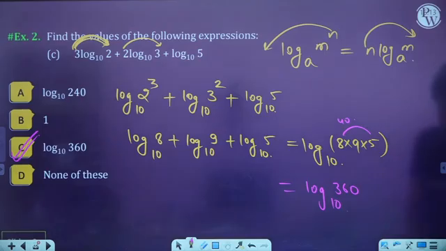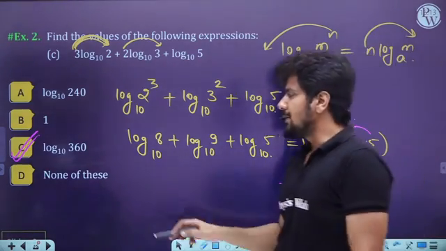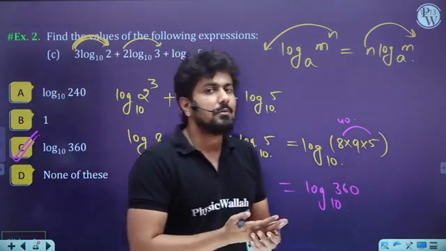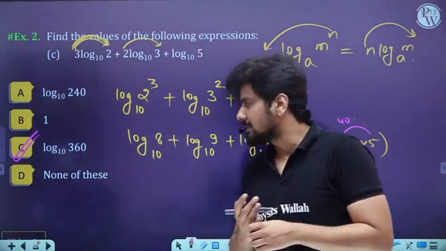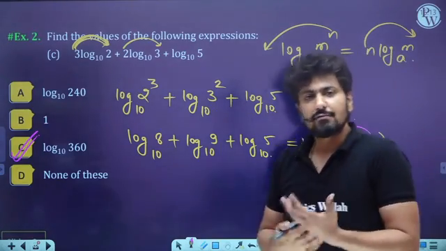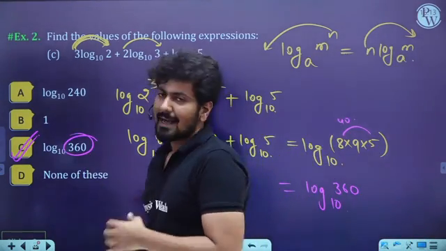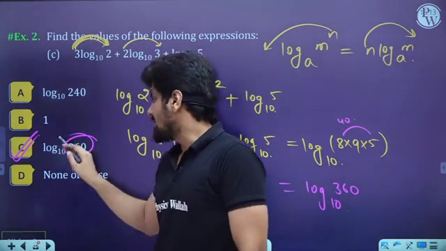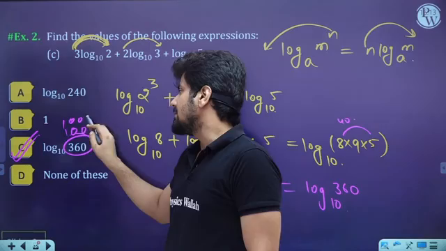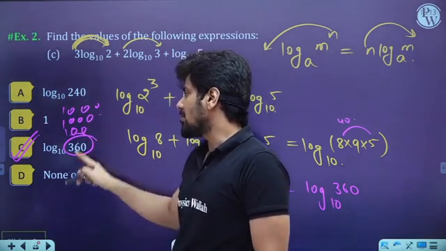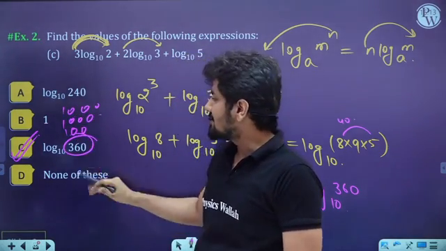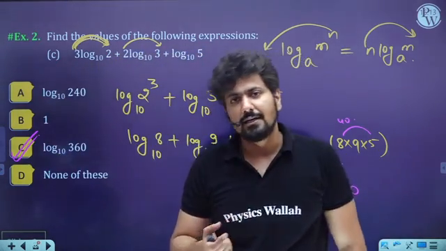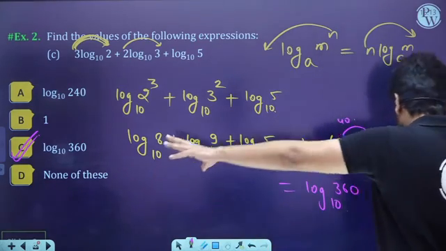We can't find the value for log of 360. We need to see the logarithmic table to get the value for log of 360 to the base 10. Directly we can't find, because we can't express 360 as the power of 10. Suppose if there is 100, we can find. If there is 1000, we can find. If it is in the power of 10, we can find. But 360, we are not able to express in the power, right? Clear? So simply leave the answer over here.